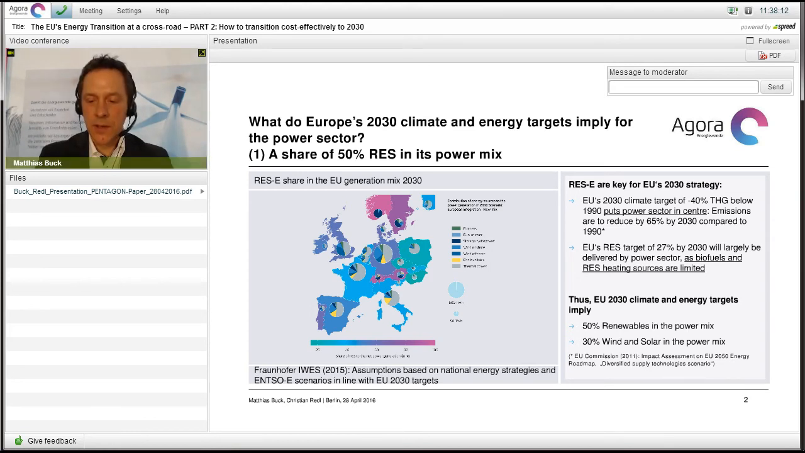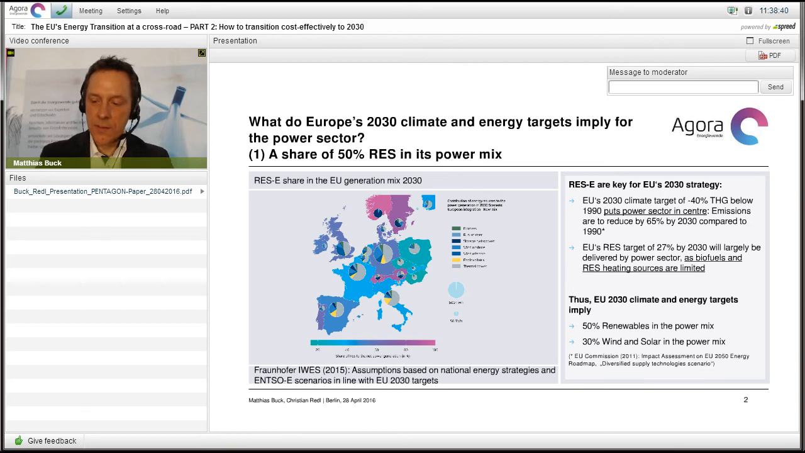I was already mentioning the renewables share of this, which is at least 27%. Particularly in the power sector, we are expecting 50%. And now what is important for us is that there are some limitations both on the scaling up for biomass as well as for hydro.